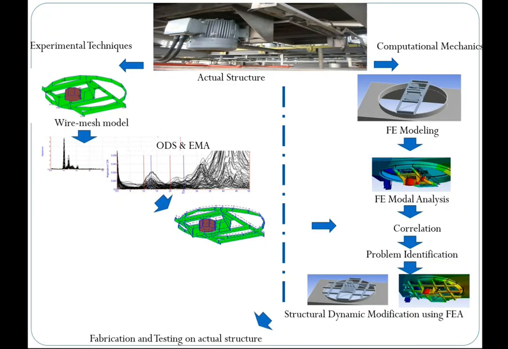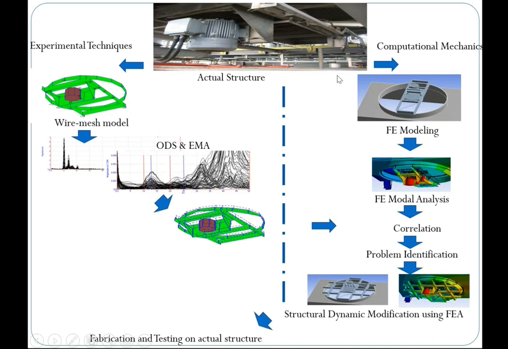So in picture form, that is the DDV flow chart. You have the actual structure, which is the cooling tower and cooling fans. Then you perform experimental techniques. You have wire mesh models that give you the natural mode shapes as well as the operating deflection shapes, through ODS and EMA.